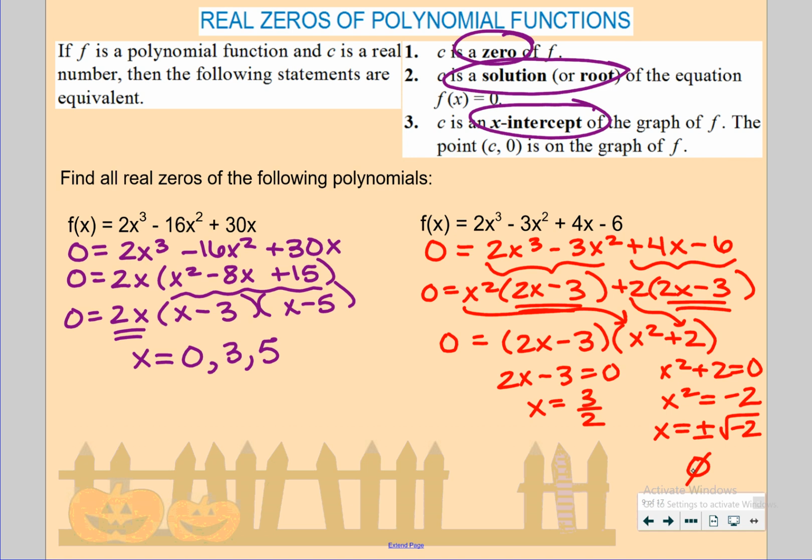Do you want us to solve? No, this one just said real zeros. So as soon as you realize it's not real, you can just stop and say that's the only one that's real.